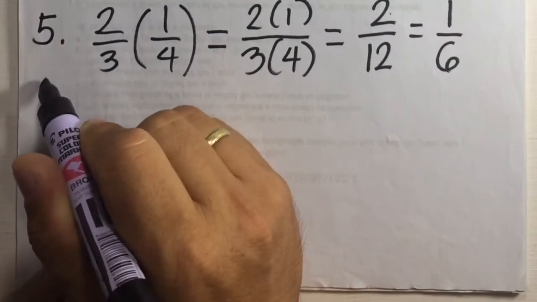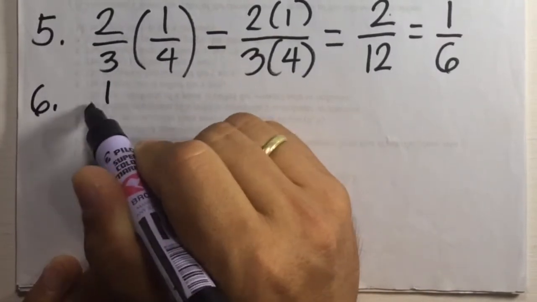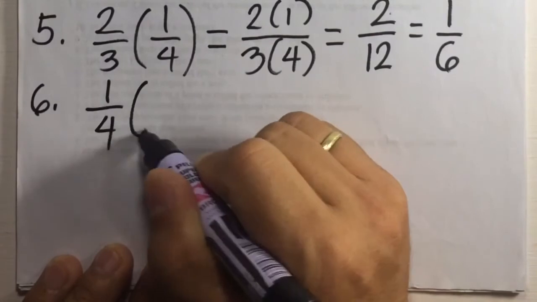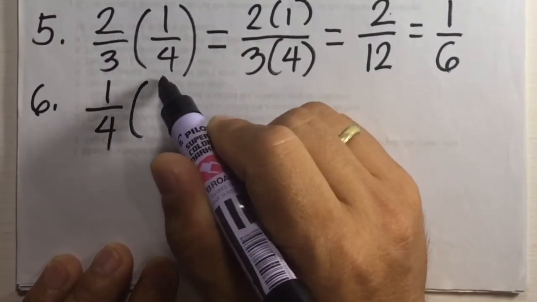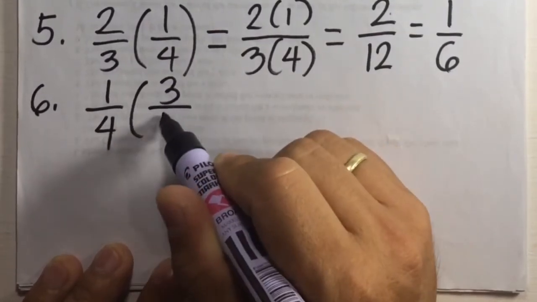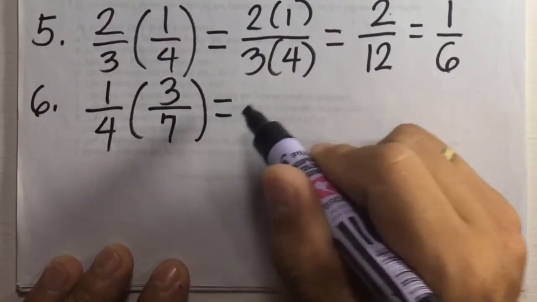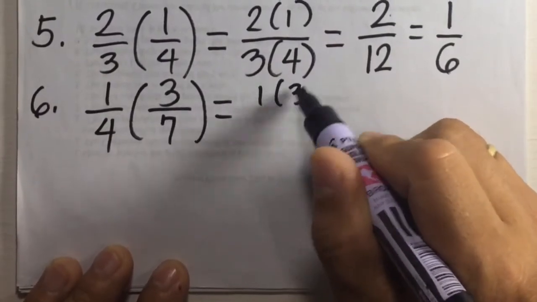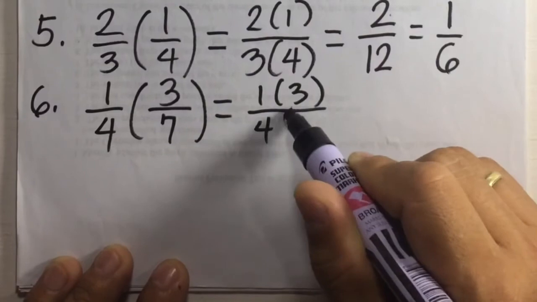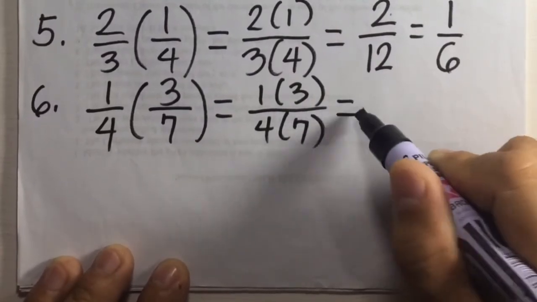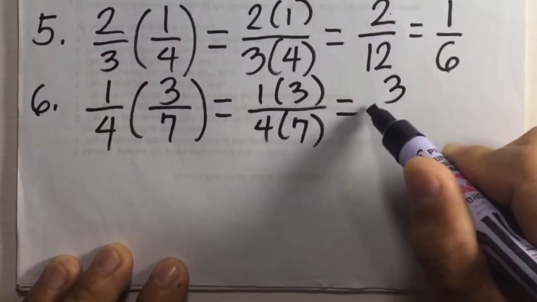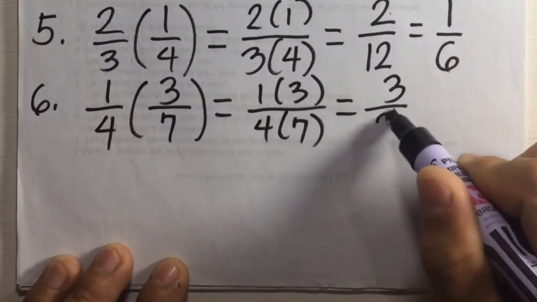Okay, last example. So 1/4 times 3 over 7. So 1 times 3 over 4 times 7. So 1 times 3 is 3. 4 times 7 equals 28.